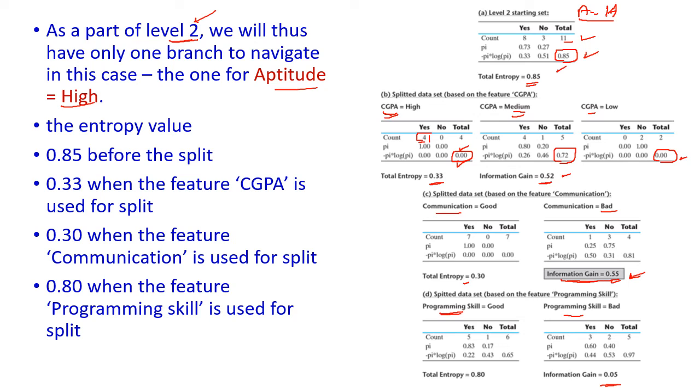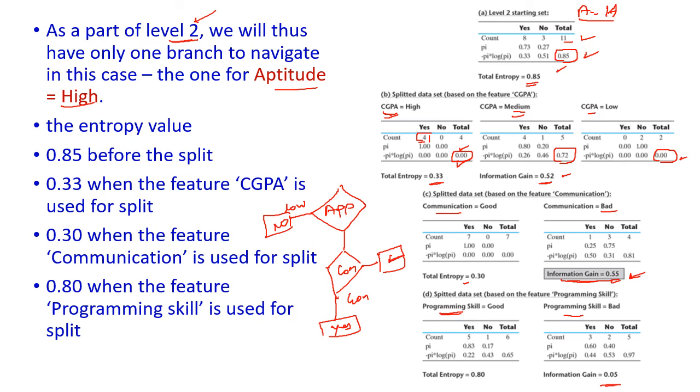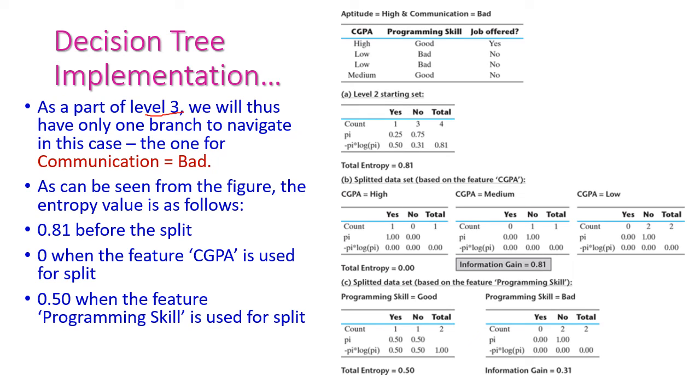Previously we had aptitude. Aptitude is first. So if aptitude is low, then we can declare that no job will be offered. And if aptitude is high, then we need to check the communication skill. If communication skill is good, then the job will be offered, yes. Otherwise, we need to go for further verification, right? Now we'll move to level 3. We will start with aptitude equal to high and communication equal to bad.